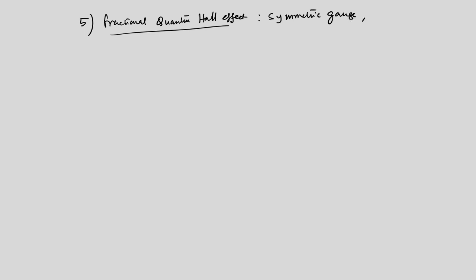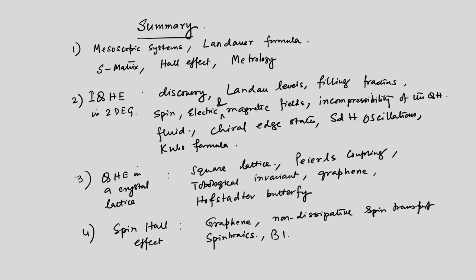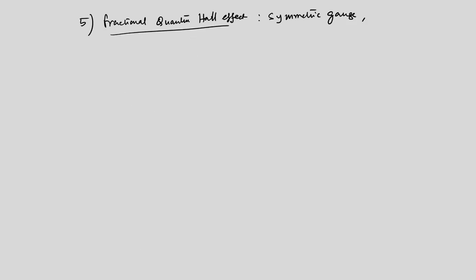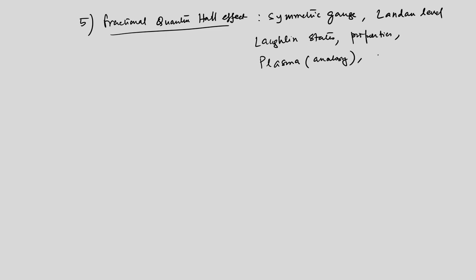Then of course, here I think we should also say that we have done the BHZ model in the context of a quantum spin Hall insulator. The symmetric gauge we have done, and then we have done the Landau levels. Then we have done the Laughlin states, their properties, the analogy with plasma, composite fermions, and the hierarchy picture.